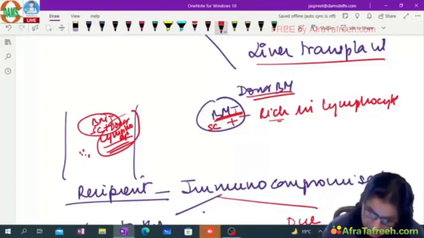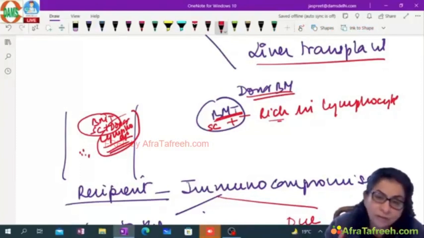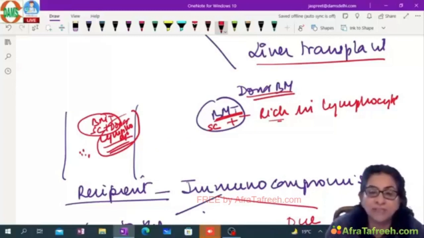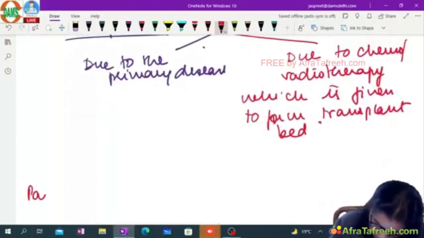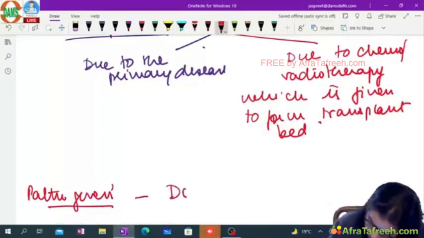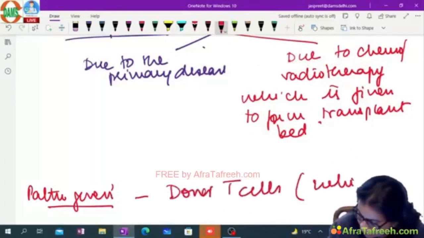So these donor T cells are the culprits. In this immunocompromised recipient, the donor T cells are going to recognize the recipient's tissue as foreign, and they will lead to a severe type 4 hypersensitivity reaction. So what is the pathogenesis here now? Pathogenesis is the donor T cells which have come with the graft.